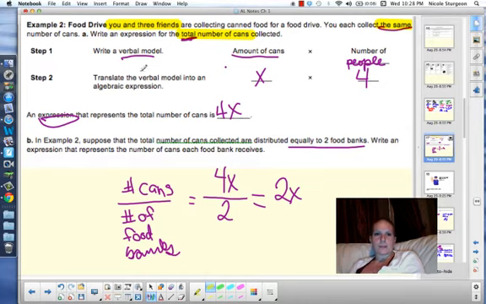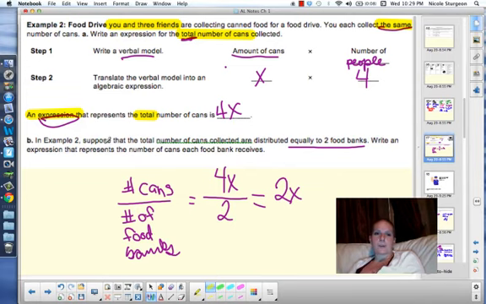When we're asked to do this, sometimes it's going to be easier to write a verbal model. And perhaps your verbal model doesn't match the one that they put here from your book. So they're taking the amount of cans times the number of people. The amount of cans is what we don't know. We don't know how many they've collected each. So we'll call that x. There are, in fact, 4 people in this problem. So my expression that represents the total is going to simply be 4 times x.